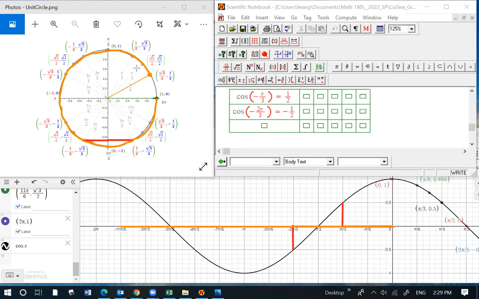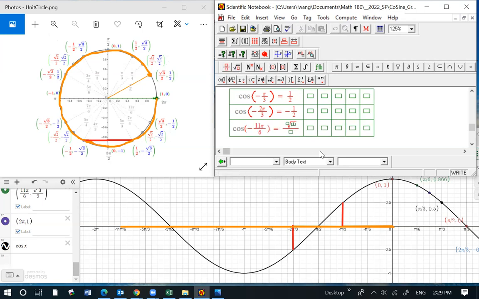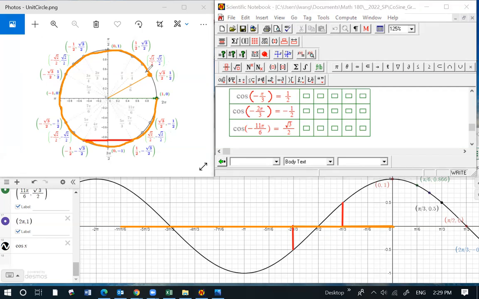Now the red number is √3 over 2. So now we can write cosine of -11 pi over 6 is equal to √3 over 2. And what is that √3 over 2? Well, it's that red number, right? The red number has a physical presence, which is right here, which is the same length as it is here.